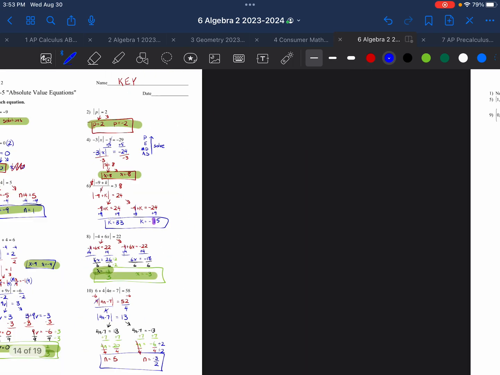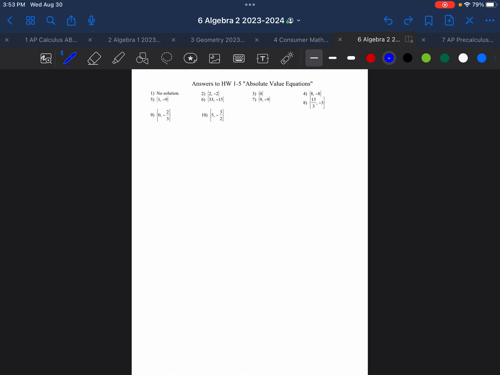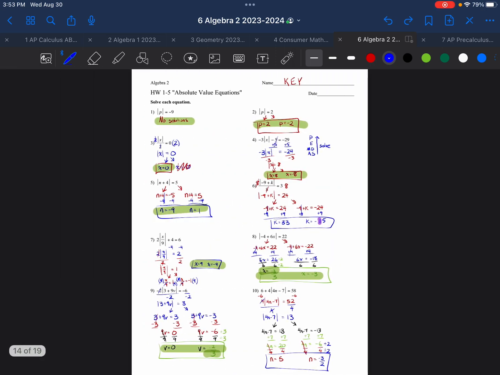Let's check. 5 and negative 3 halves is indeed correct. We got the correct answer, and I can highlight this one in green.